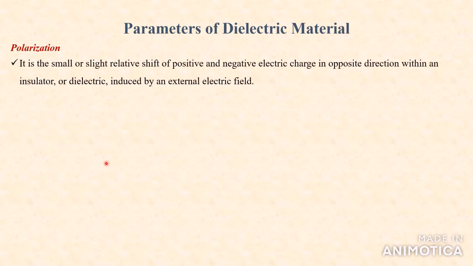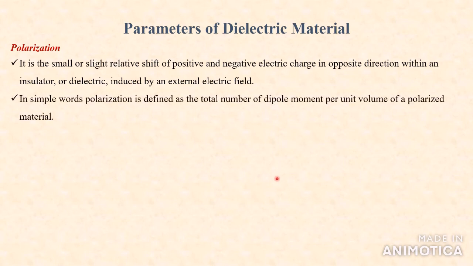So here we will see what is polarization. Polarization we have already seen now. If we apply some external electric field, the positive and negative charges inside the dielectric medium will get aligned along the electric field. Okay, in simple words, polarization is defined as the total dipole moment per unit volume of a polarized material. So that is P is given by mu divided by V, where mu is the dipole moment and V is the volume. So its unit is Coulomb per meter square.